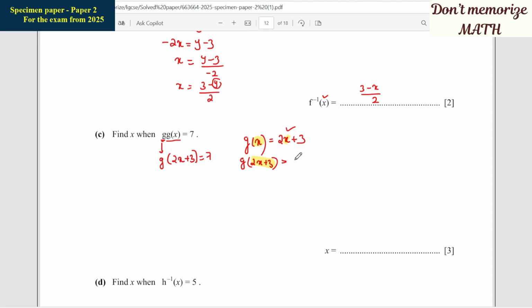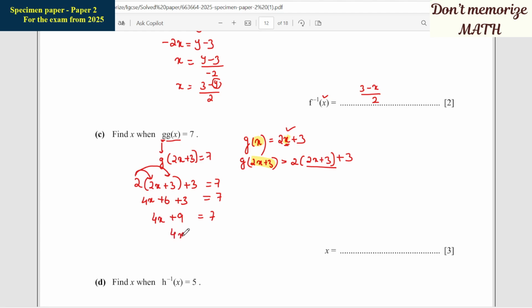So you will get 2 times (2x plus 3). Then you have plus 3. Just replace x by 2x plus 3. So 2(2x plus 3) plus 3 equal to 7. And expand the bracket. 2 times 2x is 4x. 2 times 3 is plus 6. Then you have plus 3 equal to 7. So you will get 4x plus 6 plus 3, which is 9, equal to 7.